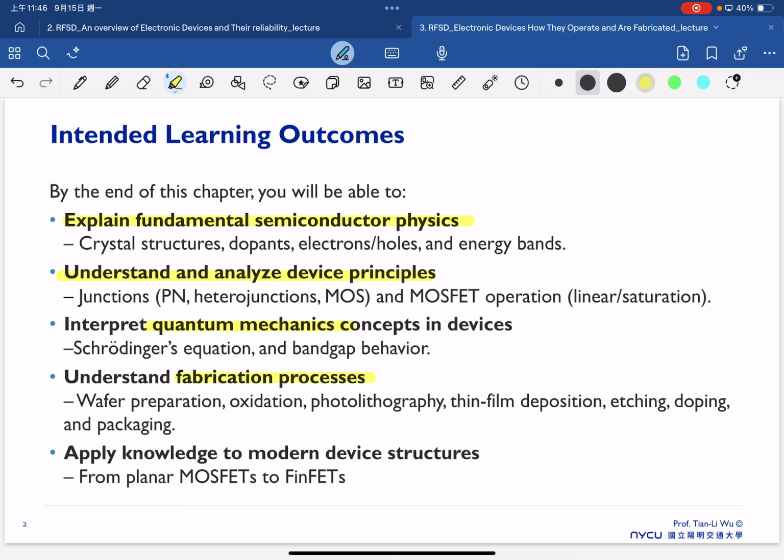And then we will also briefly mention certain fabrication processes. Of course, each semiconductor has its own unique fabrication, but the general fabrication always involves wafer preparation, oxidation, photolithography, thin film etching, doping, and packaging. That's a general fabrication from the beginning raw material until the device at the package level. And then we will also describe a little bit about the planar MOSFET to the FinFET.